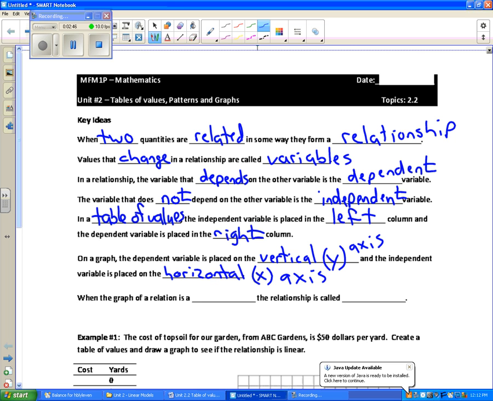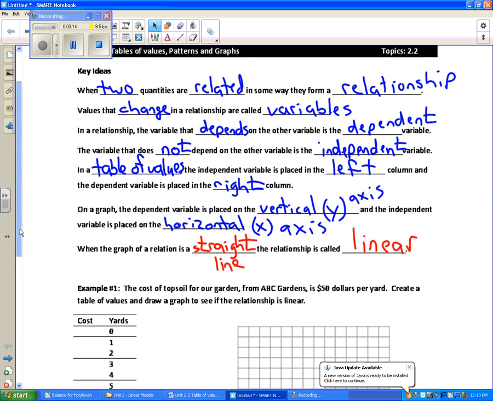When the graph of a relationship is a straight line, the relationship is called linear. The other day, as you were calculating slopes, we were getting the slope of a straight line. It is a relationship of all points on that line or on that slope, and it is a linear relationship.